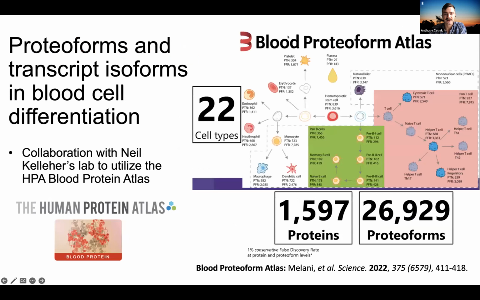Yeah, and so I also applied this Spritz pipeline to the blood proteoform atlas dataset, in a collaboration with Neil Kelleher's lab, to utilize the blood protein atlas that was produced as part of the Human Protein Atlas, which I work with in Emma's group. And it's a pretty incredible data set. Usually I'm used to seeing 3,000 proteoforms in a data set, and this is almost 10x that. So it was very exciting to see.